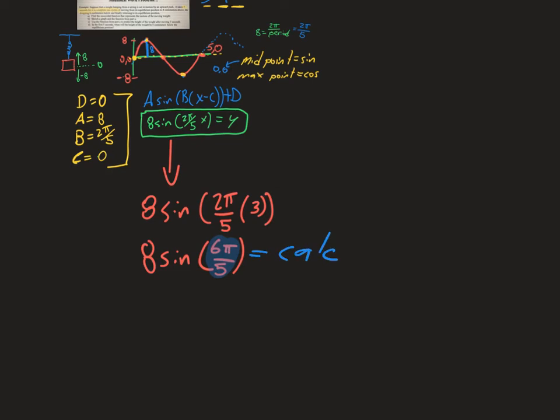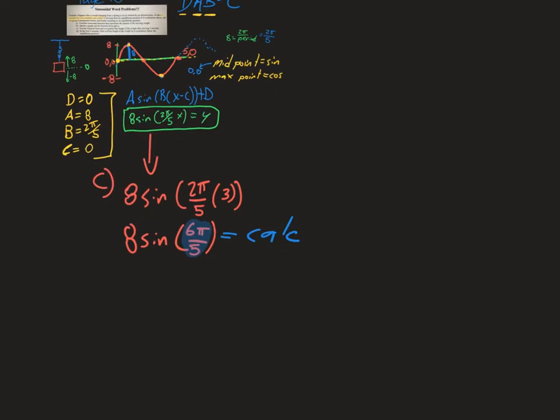You would need a calculator of some kind for this, and if you don't have a calculator, this is kind of where you stop. But by plugging in 3, you've actually predicted the value for the height at this time. Okay, so that was part C.